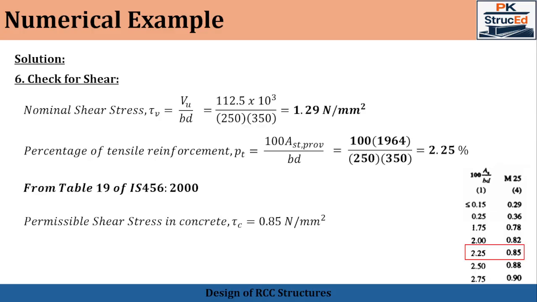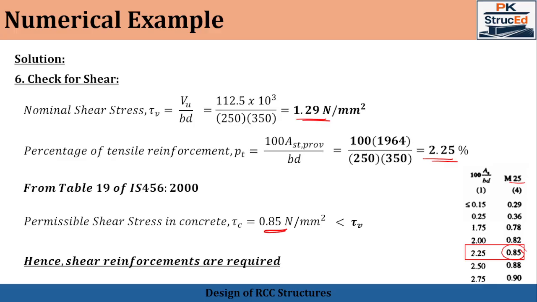So from table 19 of IS 456-2000, for different percentages of steel and for different grades of concrete, in our case it is M25 grade concrete, and the percentage of steel we calculated as 2.25. The corresponding tau C value, that is the permissible shear stress in concrete, is computed as 0.85, which is what has been given here. Now the permissible stress is 0.85, whereas the calculated value based on the loading is 1.29, which means it is exceeding the permissible limit. Thereby, the shear reinforcements are to be designed separately.